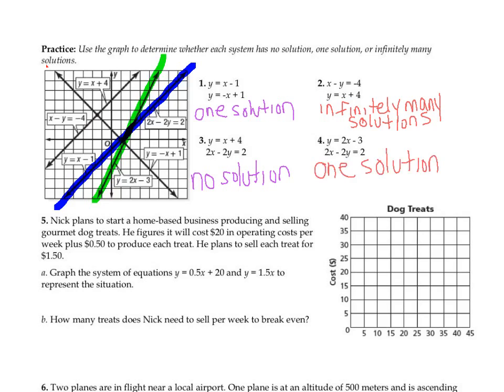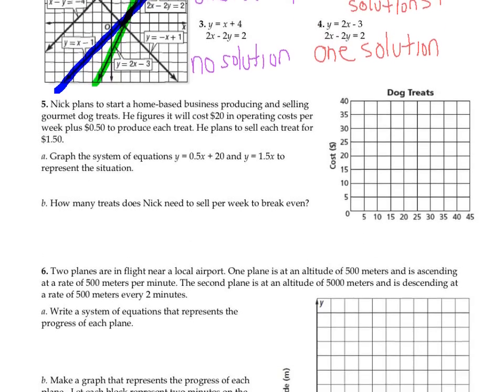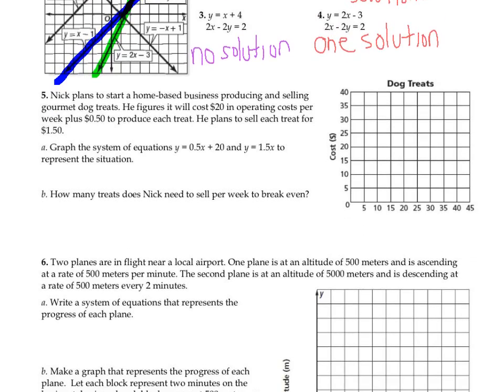So now we can move on to number 5. So Nick plans to start a home-based business producing and selling gourmet dog treats. He figures it will cost $20 in operating costs per week, plus 50 cents to produce each treat. He plans to sell each treat for $1.50. So I'm underlining those key numbers that we have.